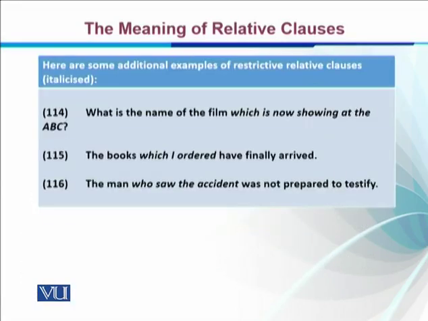So, what is the name of the film which is now showing at the ABC cinema? "Which is now showing" is a relative clause, and the referent of this relative clause is film. We are not sure which film the speaker is talking about. The book which I ordered has finally arrived. "Which I have ordered" basically tells the listener that there is a specific book we are talking about.